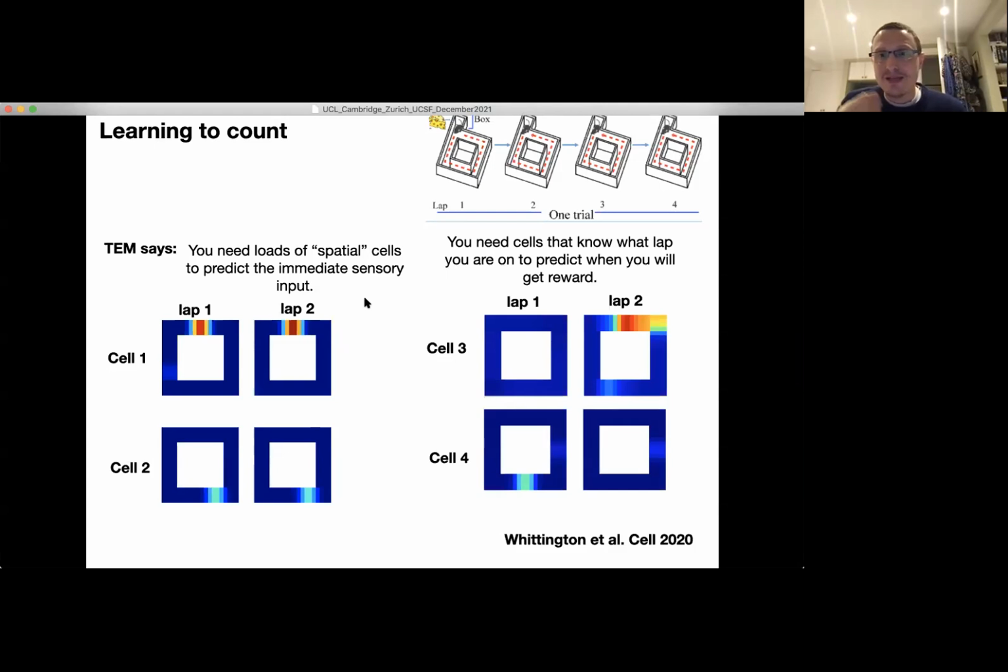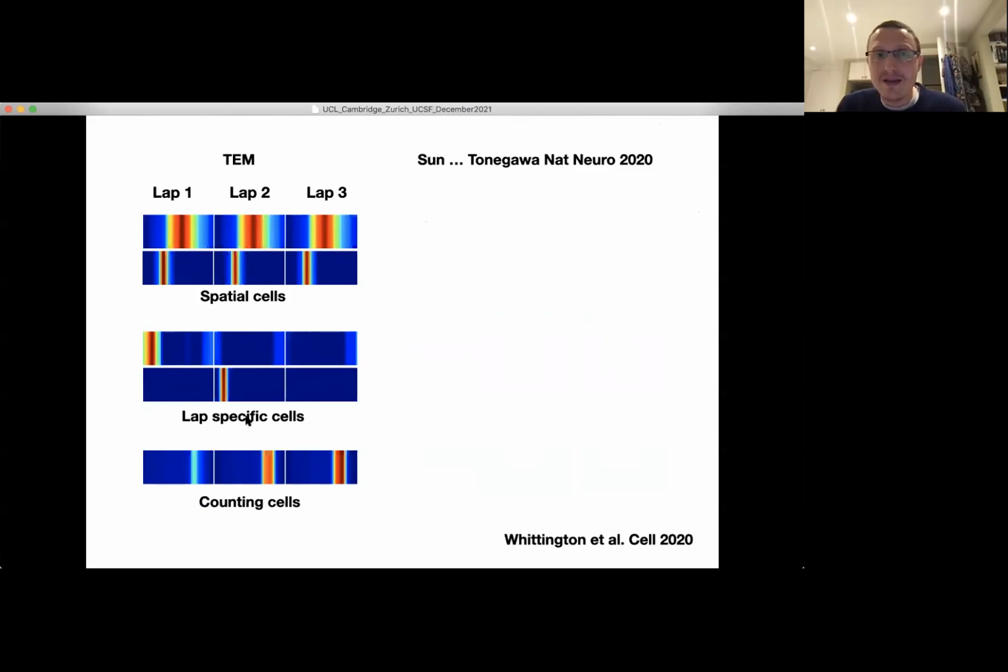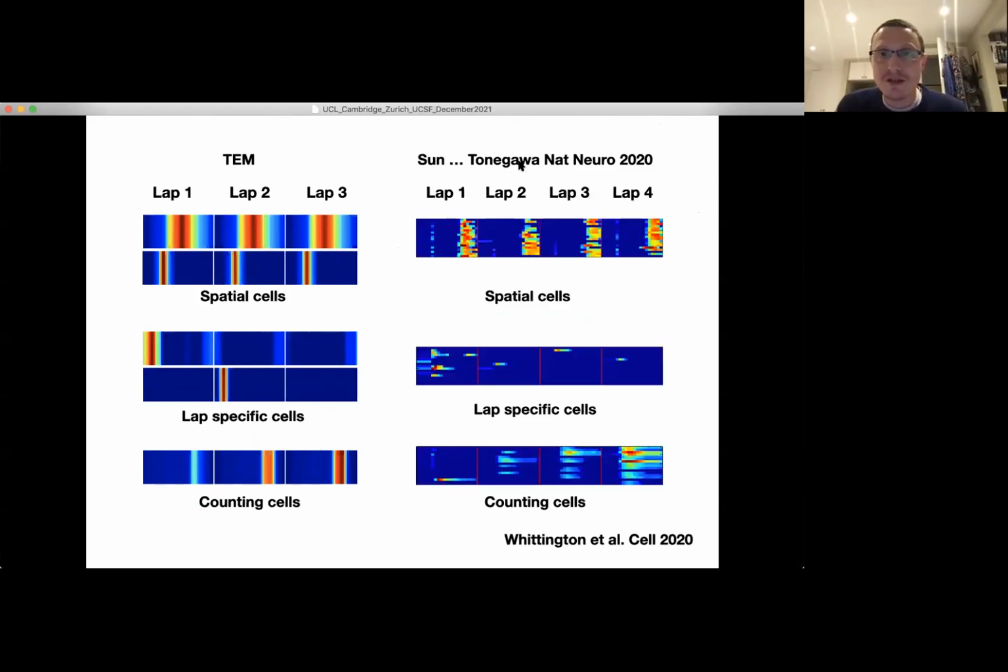And so Tem says he also has to make the other kind of place cells, which are only active on one lap. Actually, there's a third thing that Tem thinks that you need, because you can't move between one of these lap cells and another without these cells that count the laps, going small, bigger, firing more as the laps go on. And indeed, when Tonegawa lab goes and records from this task, you see exactly that. You see some place cells, some lap-specific place cells, and then these counting cells that slowly grow as the laps come on, but again are place specific.